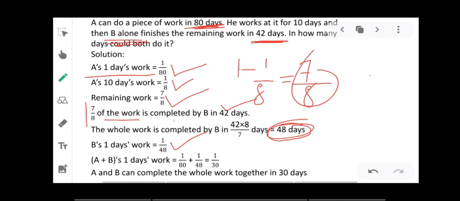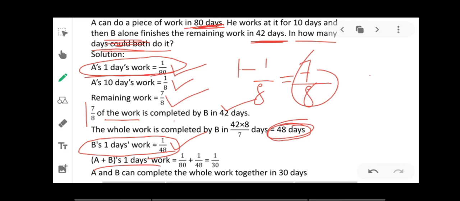Okay, now in how many days could both do it? So now we have A's 1 day work and B's 1 day work also. A and B's 1 day work will be 1 upon 80, this is A's 1 day work, plus 1 by 48, this is B's 1 day work. So 1 by 80 plus 1 by 48, that is 1 by 30. This is the 1 day work of A and B. So they can complete the work in 30 days.